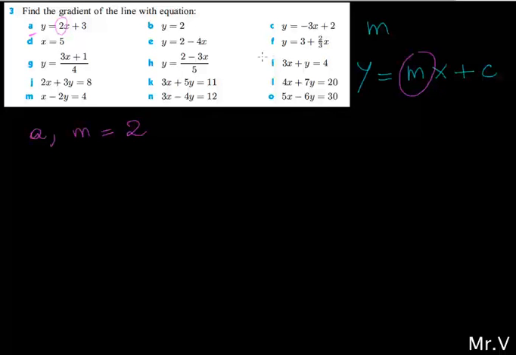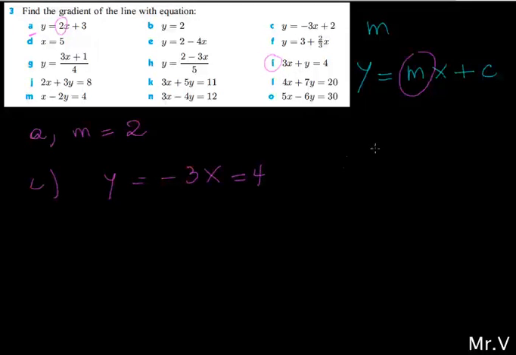For here, an equation that has a general form, again you want to write in this form, so you rewrite it as y equal -3x plus 4, and again there it is.